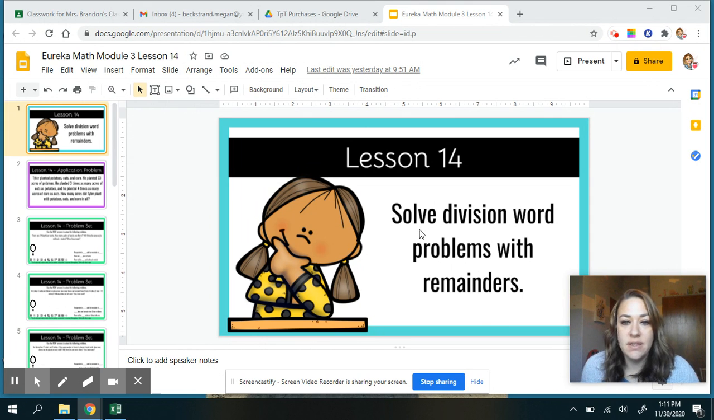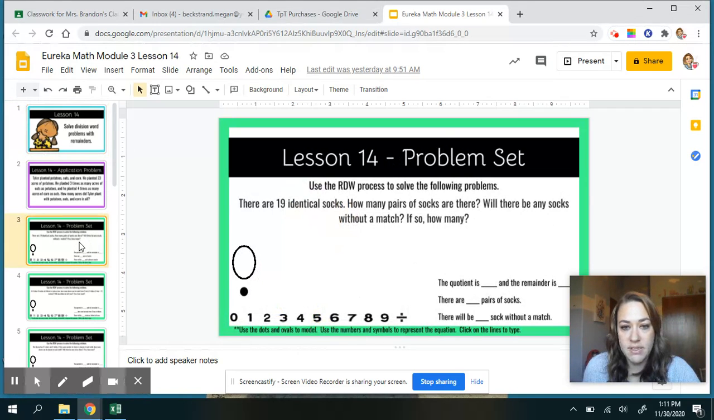Our focus for this lesson is solve division word problems with remainders. So we are going to transition into division. Division is the opposite of multiplication, so your multiplication facts that you've been working on and mastering are still going to help you with division. Kind of how addition and subtraction are opposite of each other, the same goes for division and multiplication.